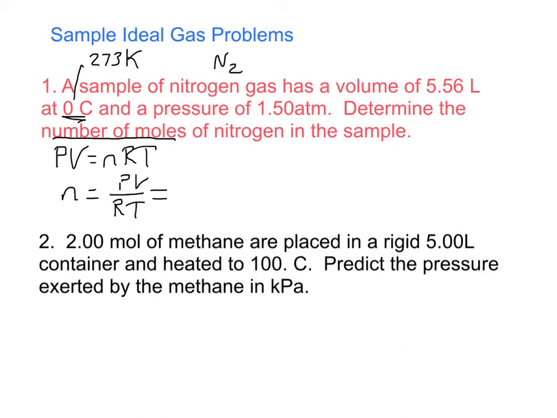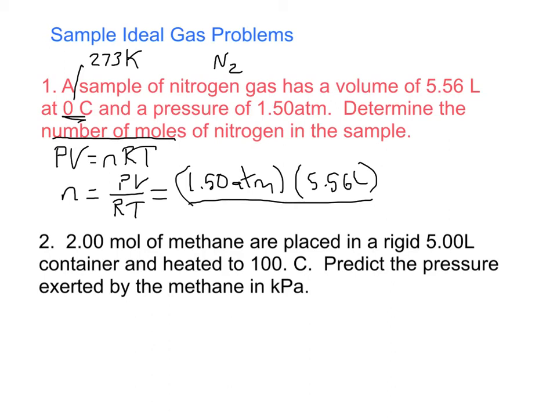Then we substitute in the values that were given. Pressure is 1.50 atmospheres. We don't have to convert that because atmospheres is the unit of the ideal gas constant, times the volume of 5.56 liters. And that all gets divided by the ideal gas constant, 0.08206, and that's liter atmospheres per mole times Kelvin. And that's all multiplied by the Kelvin temperature, which is 273 Kelvin.